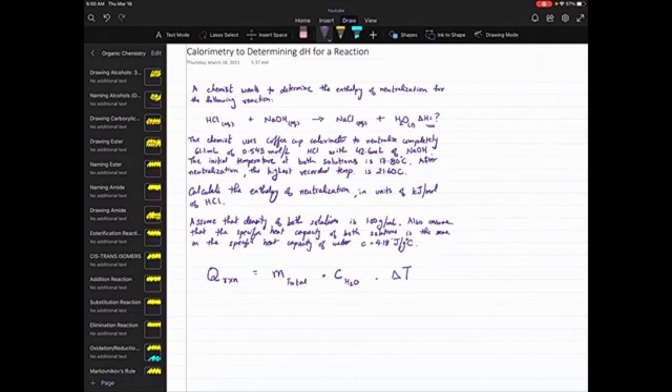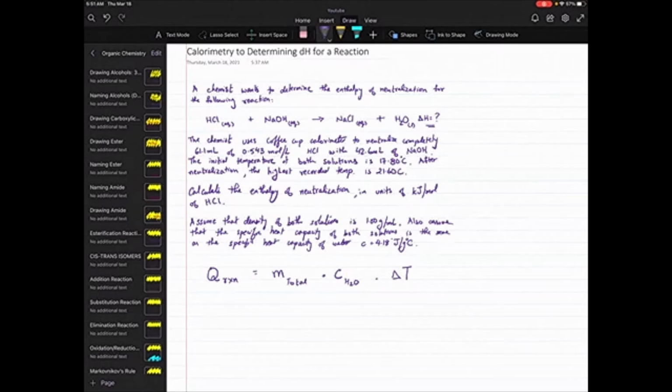Once we have these values and have figured out the Q, this is the total amount of energy that is released in this reaction. We will then have to figure out how much energy was released per mole of HCl. For that, we will do an additional calculation, taking the Q and dividing it by the number of moles of HCl. So that is delta H equals negative Q over n.